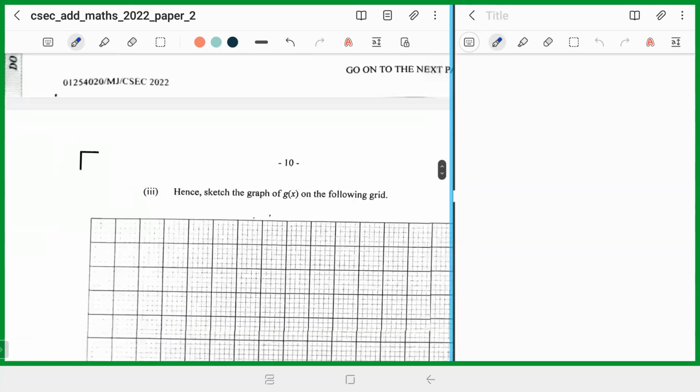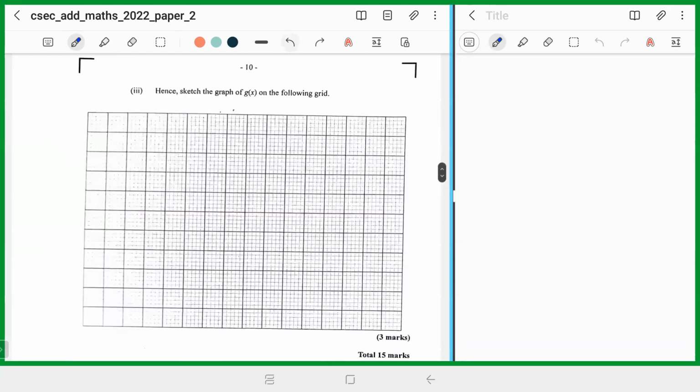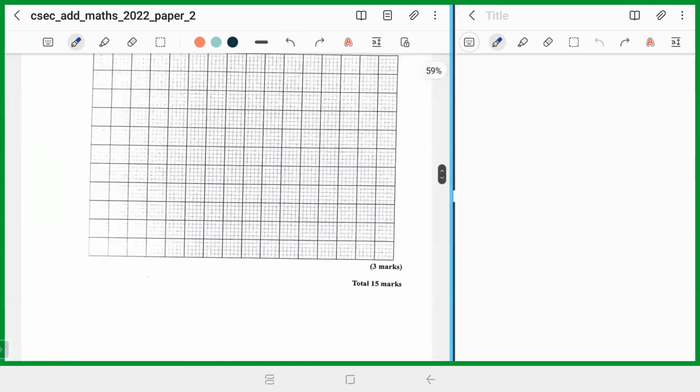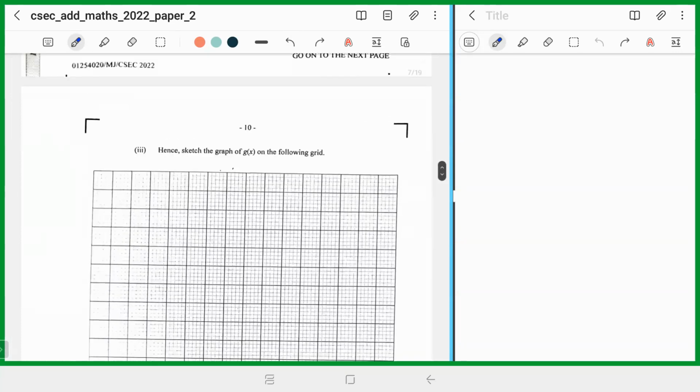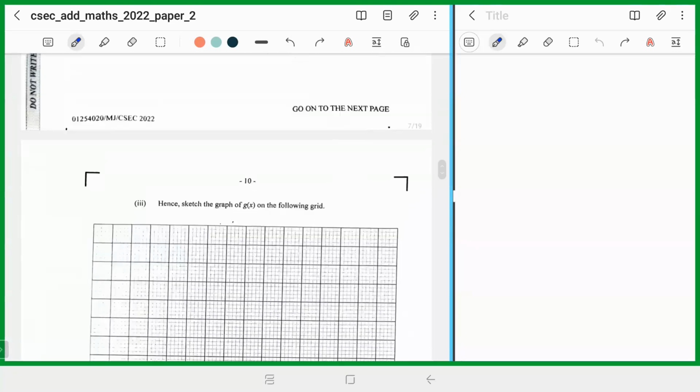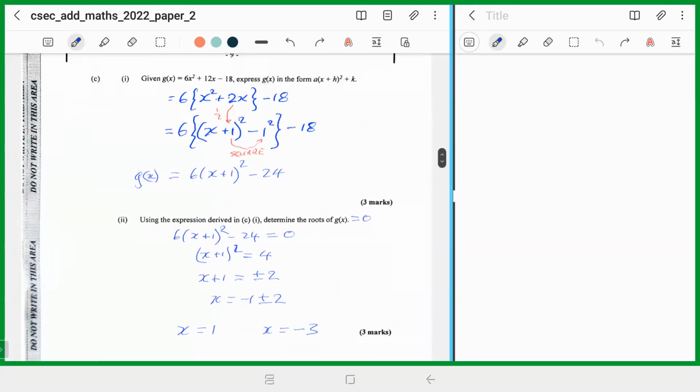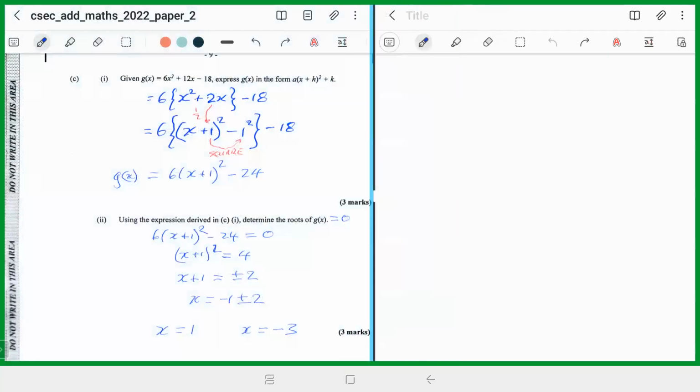Or they say sketch it. They want us to do a sketch of it. I'm not going to sketch it on the graph. All right. So watch me now. I'm going to do a sketch of it over here. I'm doing it over here because I want to emphasize certain things.